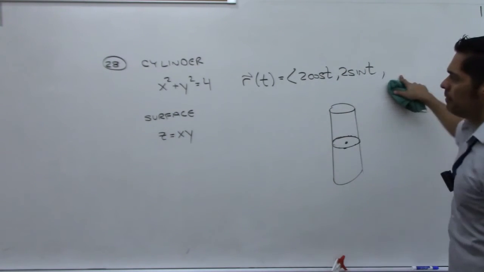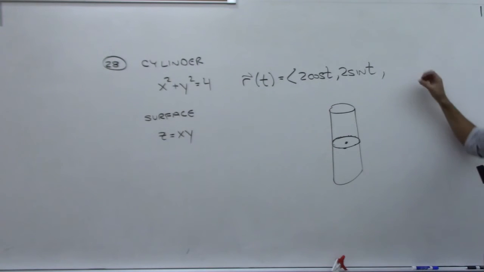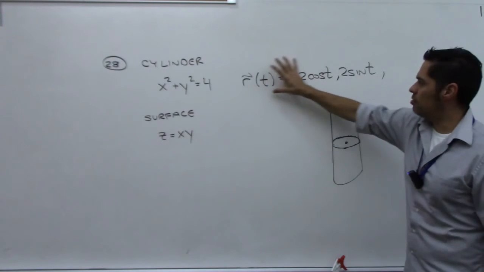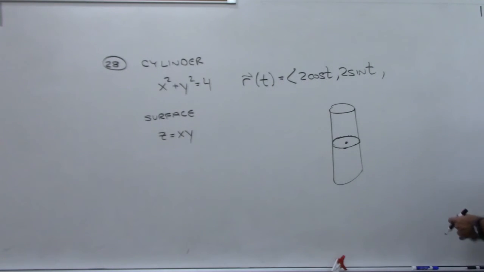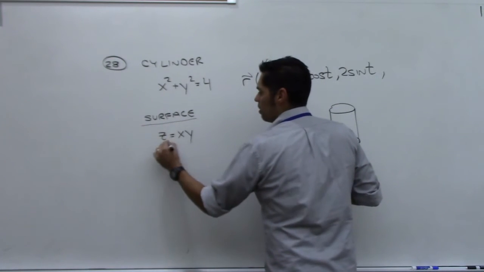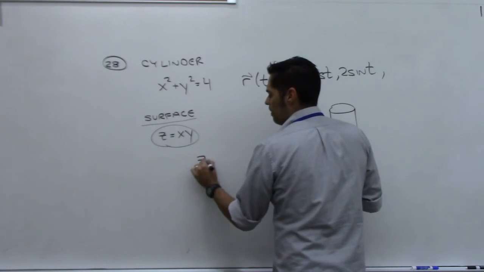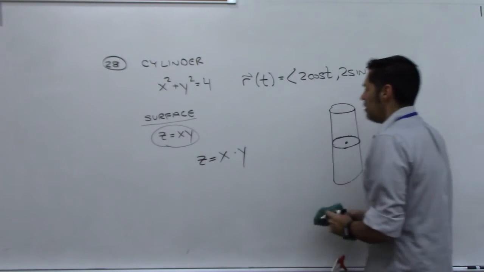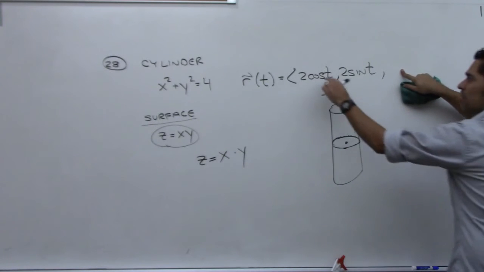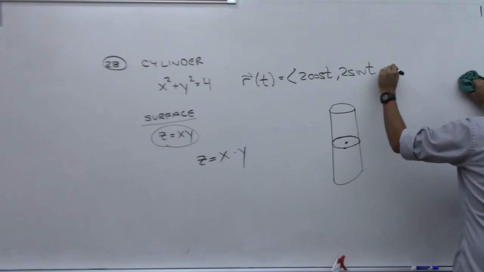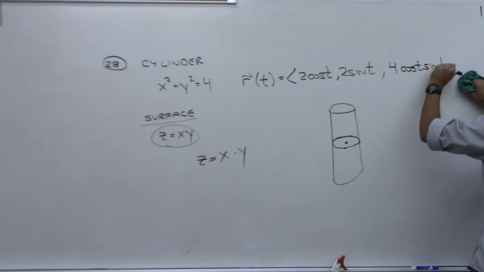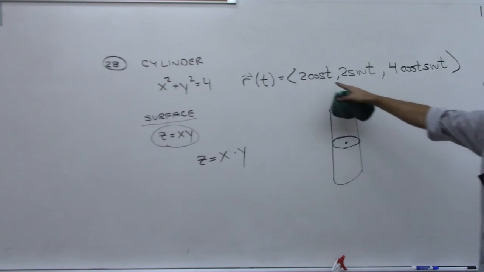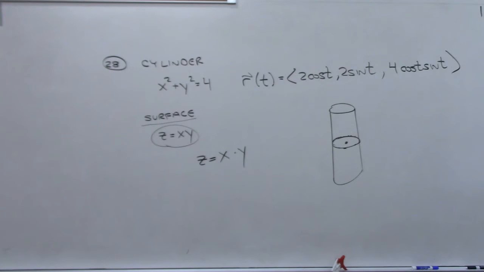The last component for this cylinder, it's free. So how do I say free? Well, I can't. That's why I can't use this to draw the cylinder, because this will draw a curve, not a whole surface. But in order to live on the surface, you must satisfy this equation. That means your z value must be equal to your x value times your y value. So it should be this times this, 4 cosine t sine t. Just multiply those two together. If we sketch this, it should be the intersection of those two surfaces.